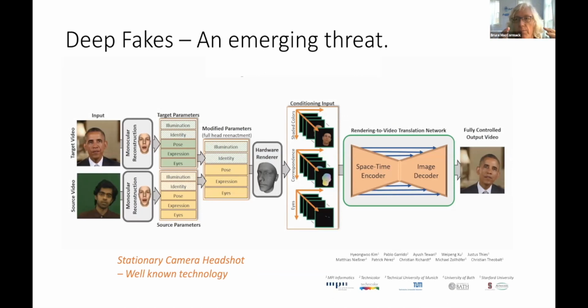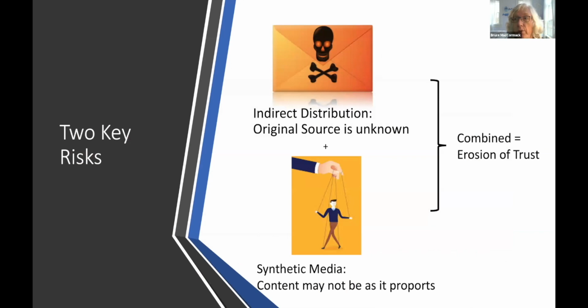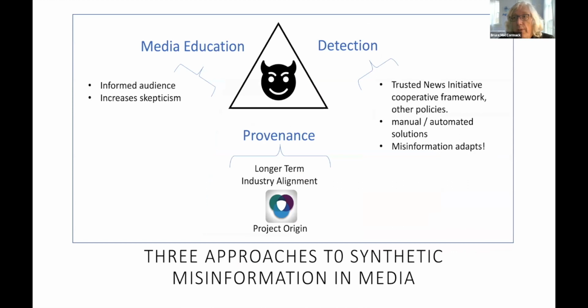That's falling within the realm of democratized technologies to do deep fake imagery. You put the two of them together, you don't know where it's coming from, and it could be manipulated. You end up with the threat that we're really worried about, which is the erosion of trust. So what are we doing about it?